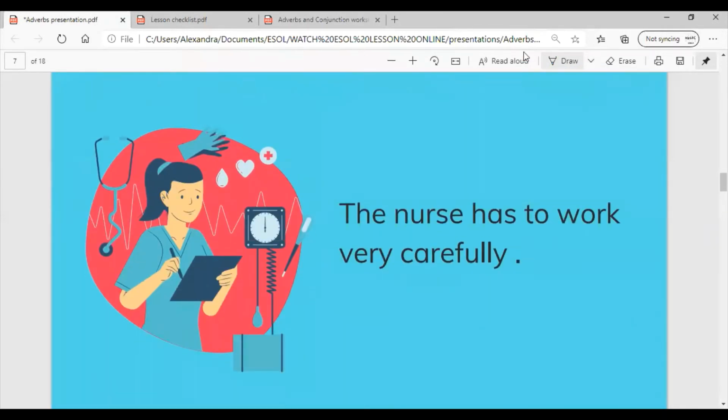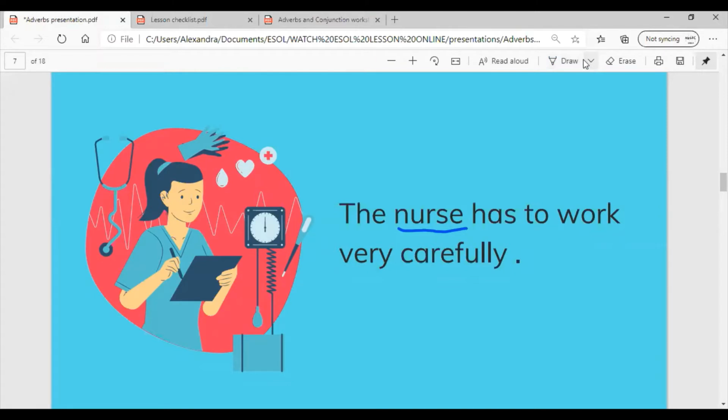Okay, so how to spot an adverb in the sentence. If you've been to these sessions before, you know that we always like to first look at a sentence. We decide what are our nouns. So the nurse has to work very carefully. What could our nouns be? Now, if we remember that a noun is a person, a place, or a thing usually, we can tell that the nurse is one of our nouns and that has to work very carefully. So we would stick with that just being our only noun in the sentence.